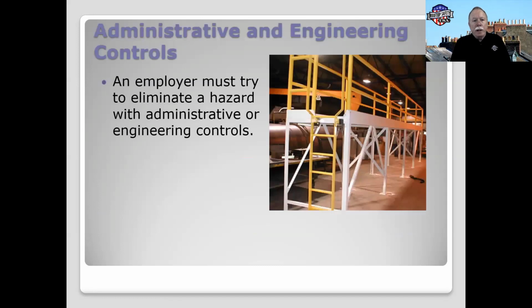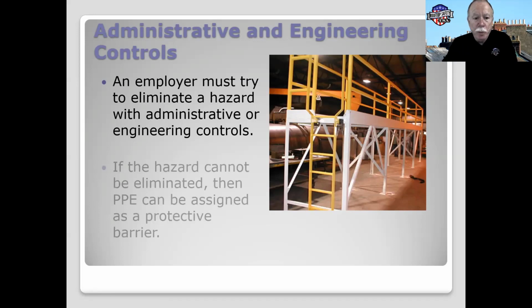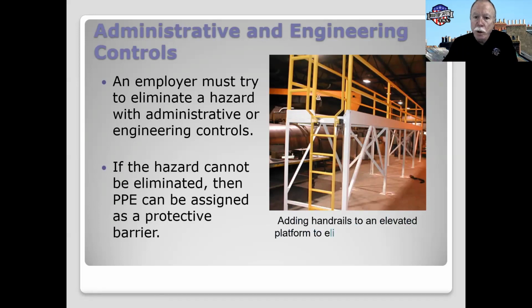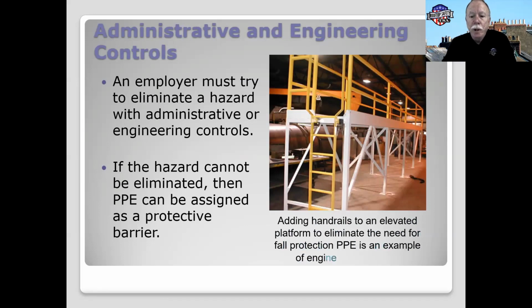So administrative and engineering controls are eliminating the hazard before the employee is exposed to them. For example, putting up guardrails and handrails is eliminating the need for fall protection. And in OSHA's view, that's a better solution. So first, try to eliminate the hazard before you assign PPE to the employees.